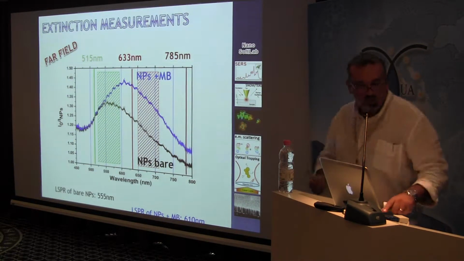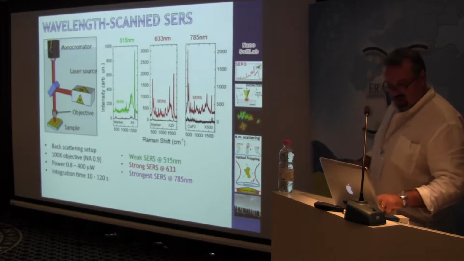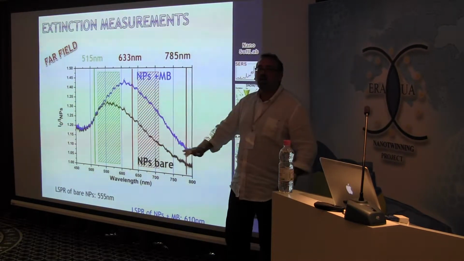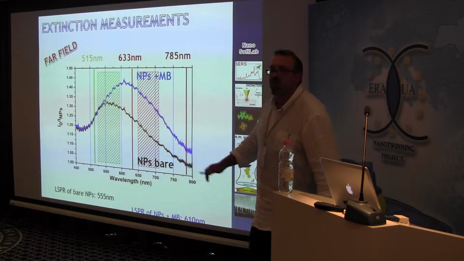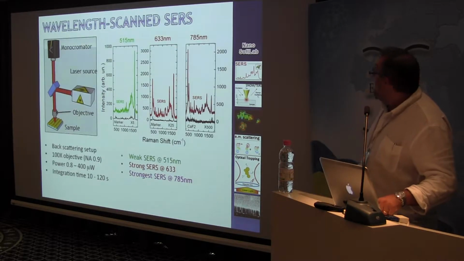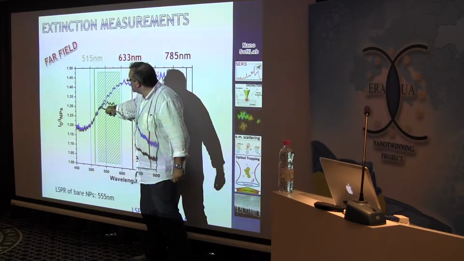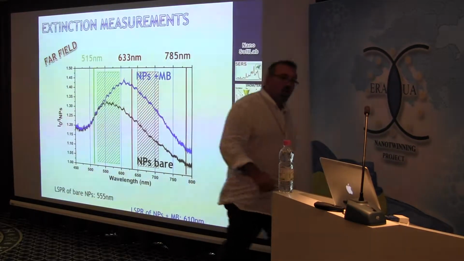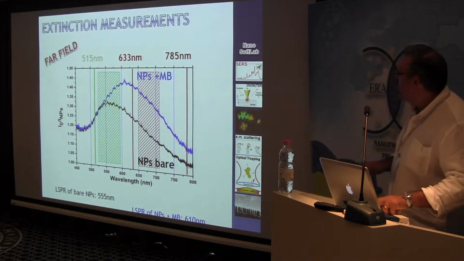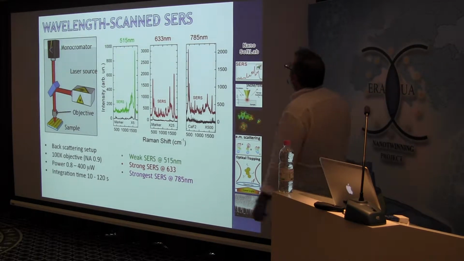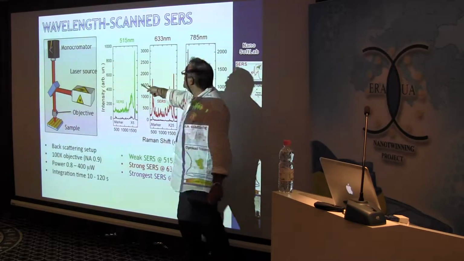So we need to take this into account. But what was interesting is that if you look at this wavelength, we are almost out of resonance. But if we do SERS, here we are almost out of resonance, and here we should have maximum SERS, or quite big SERS. If we do the experiment, this is not true. We have maximum SERS at 785 and minimum SERS at 550.